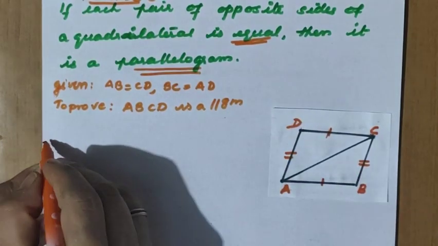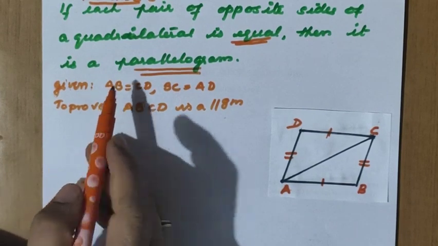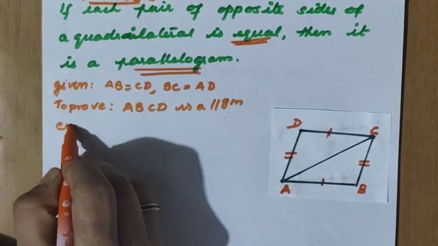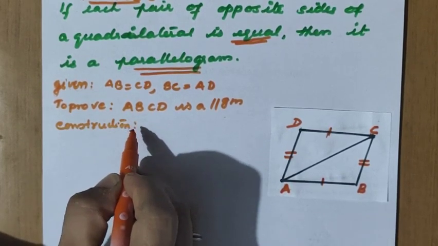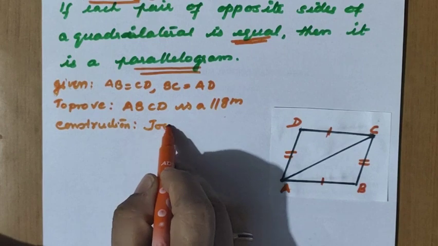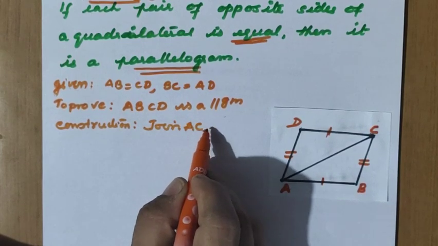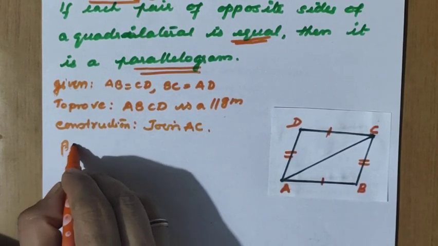ABCD is a parallelogram. No construction. We can do the construction here because construction is not given in the question. Only the sides are parallel. It is given, join AC. Okay. Now proof.